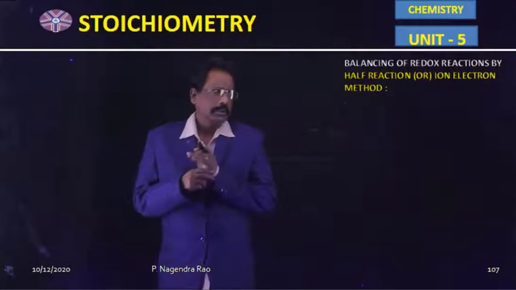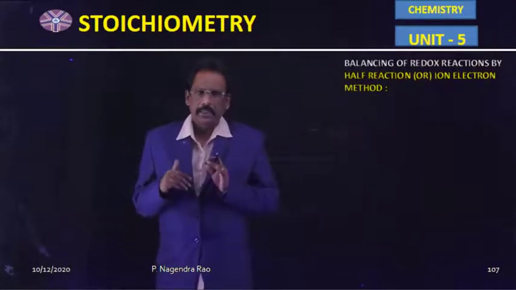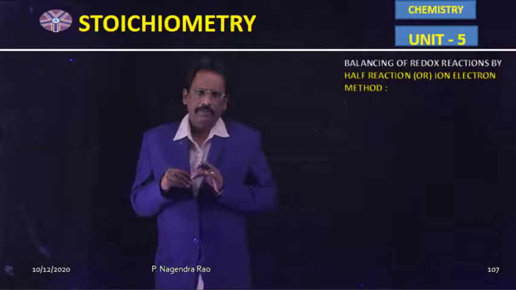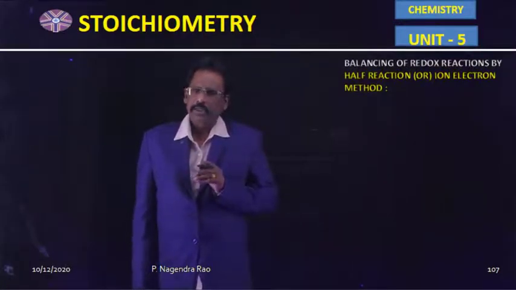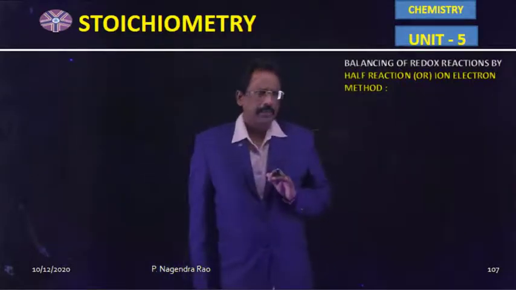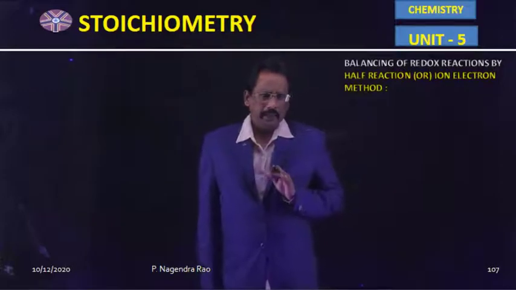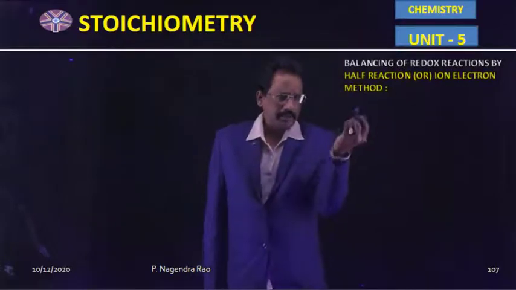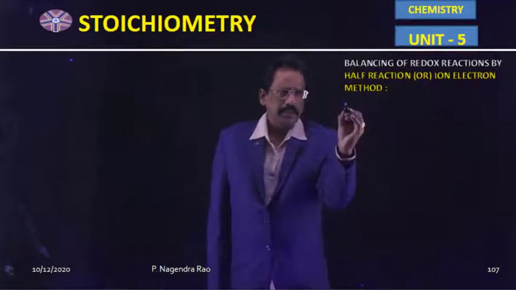Now, the next topic is balancing of redox reactions by using the half reaction method or ion electron method. In the half reaction method, the first step is step number 1.